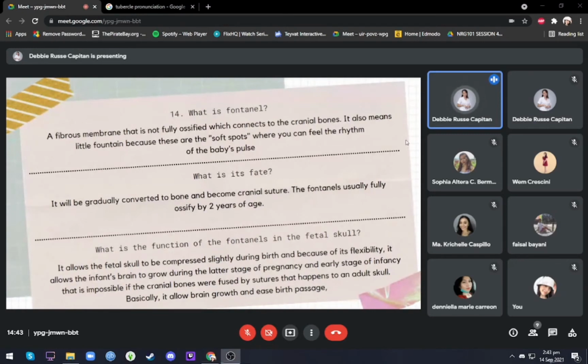Another follow-up question, what is the function of the fontanelles in the fetal skull? It allows the fetal skull to be compressed slightly during birth. And because of its flexibility, it allows the infant's brain to grow during the latter stage of pregnancy and the early stage of infancy, which is impossible if the cranial bones are fused by sutures, as in an adult skull. Basically, it allows brain growth and eases birth passage.